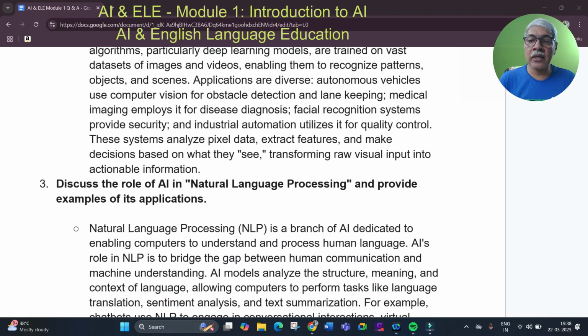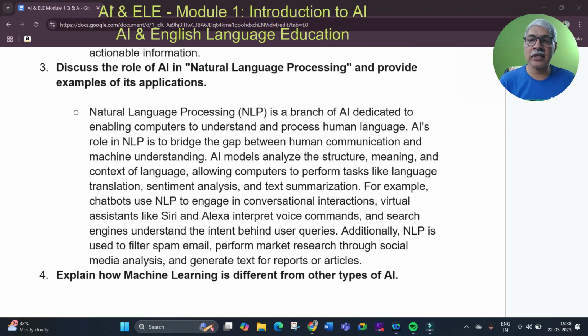Discuss the role of AI in natural language processing. So there also you have Siri and Alexa and Bixby and all those, which interpret your voice commands, understand, and give you information. Maybe you can filter spam email, you can generate text for reports. This is all using natural language processing. That is, it understands your voice, it interprets it as data, and then it gives you back the information in the form that you require.